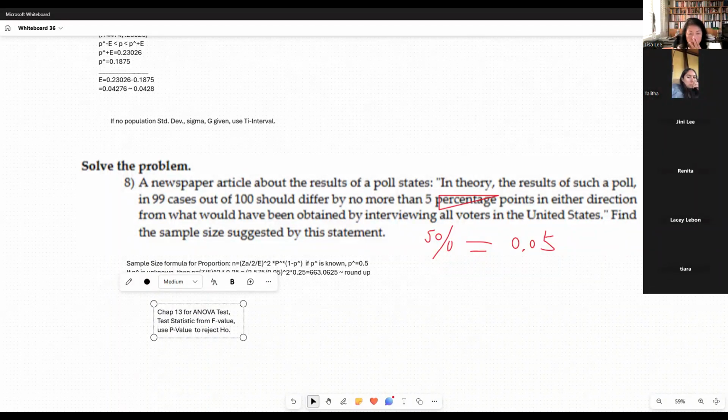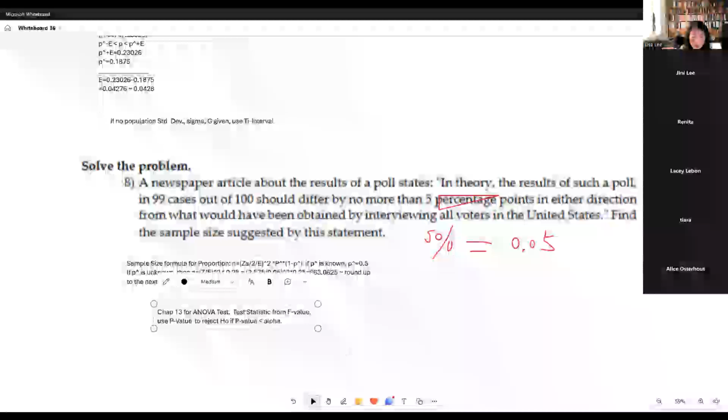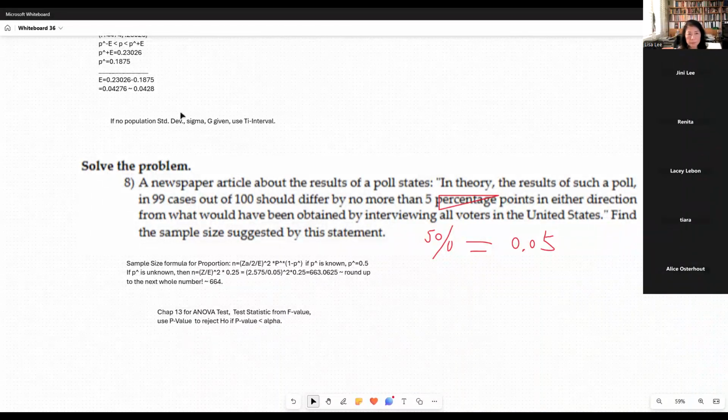So I try to write something important on the whiteboard here for you to see. Chapter 13 for the ANOVA test. You have to read the test statistic from F equals what, right? And use the p-value to reject the null hypothesis or not. When the p-value is small, we can reject. If the p-value is not smaller than the alpha, we cannot. If the p-value is less than the alpha, that's a very important concept. Apply the p-value for all the hypothesis tests we use in this course.